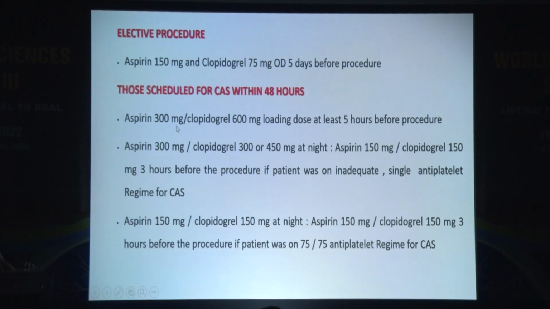If an emergency procedure is to be done on the same day, we load the patient with aspirin 300 milligram and clopidogrel 600 milligram at least 5 hours prior to the procedure. Or if the patient is planned for the next day and is on a single antiplatelet drug, then we prime the patient with aspirin 300 milligram and clopidogrel 300 or 450 milligram, and aspirin 150 and clopidogrel 150 milligram 3 hours before the procedure next day in the morning.